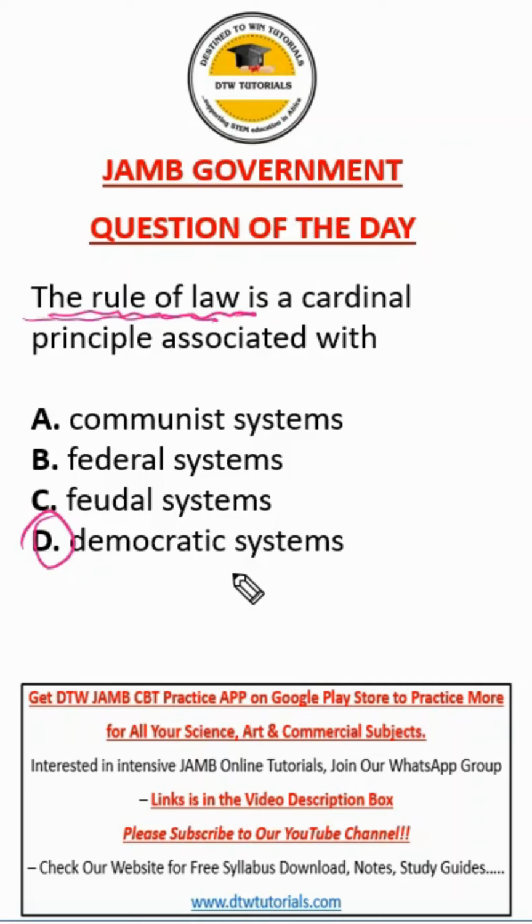So the rule of law is a cardinal principle of the democratic system, and the power of the government is limited by law. So this is the answer: a democratic system.